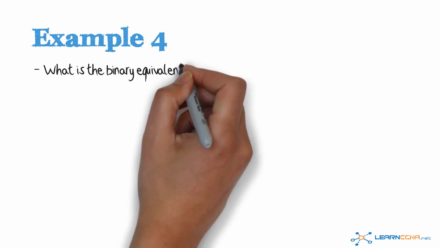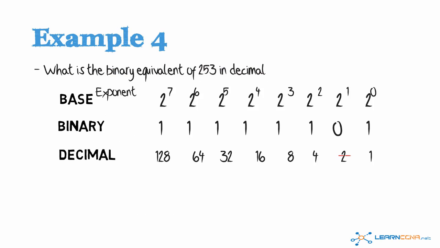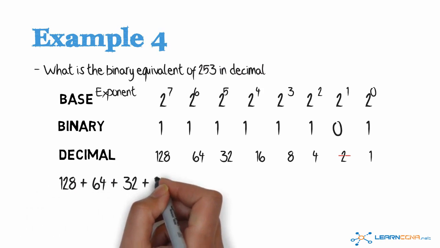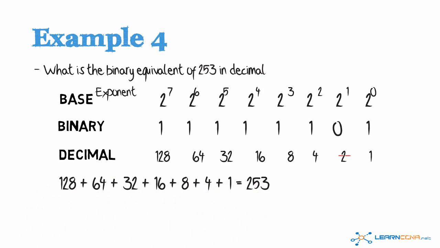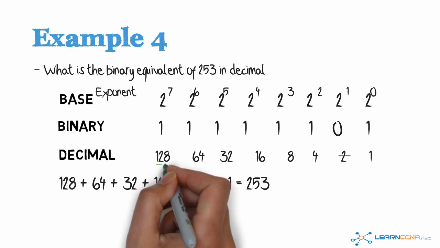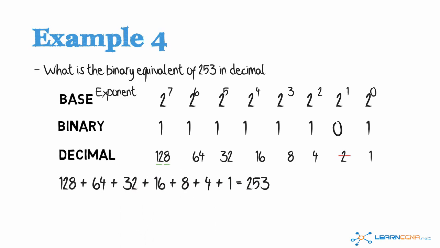Here's another example. What is the binary equivalent of 253 in decimal? Now 253 in decimal is 128 plus 64 plus 32 plus 16 plus 8 plus 4 plus 1. And once again, that gives you 253. So 128 means the first or most significant bit is set on. 64 implies the second bit is on. 32 means that the third bit is on.